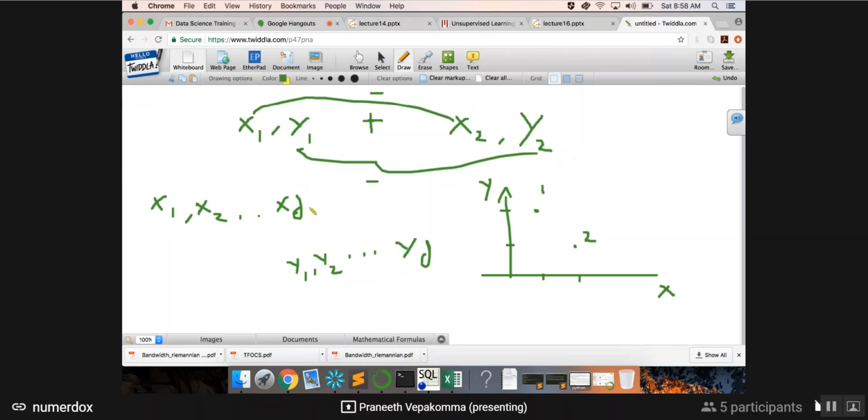So now it generalizes very obviously. Euclidean distance is y1 minus x1 whole square plus y2 minus x2 whole square plus y3 minus x3 whole square, and so on. You keep summing up, plus yd minus xd whole square. Right? That is it.